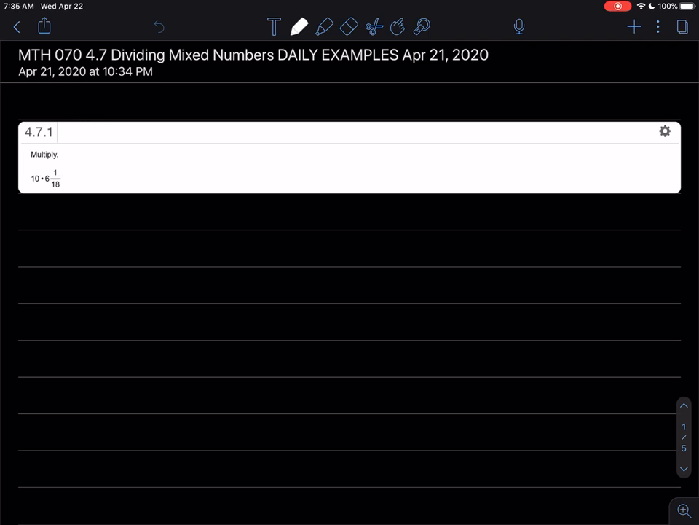Strategies are going to be very similar as we go through these. Try to get all the numbers in terms of fractions or improper fractions. So here we're going to have 10 times 6 and 1/18. If you do 6 times 18, you get 60 plus 48. 108 plus 1 is 109.